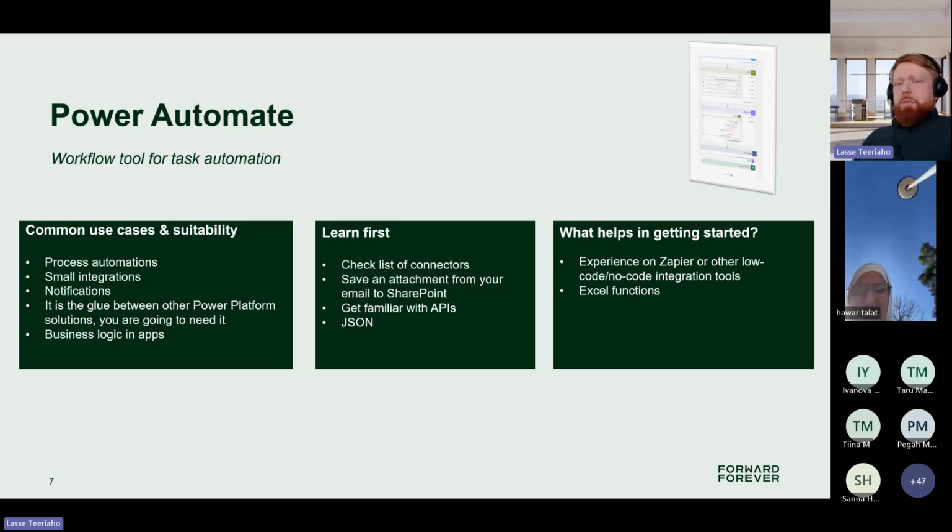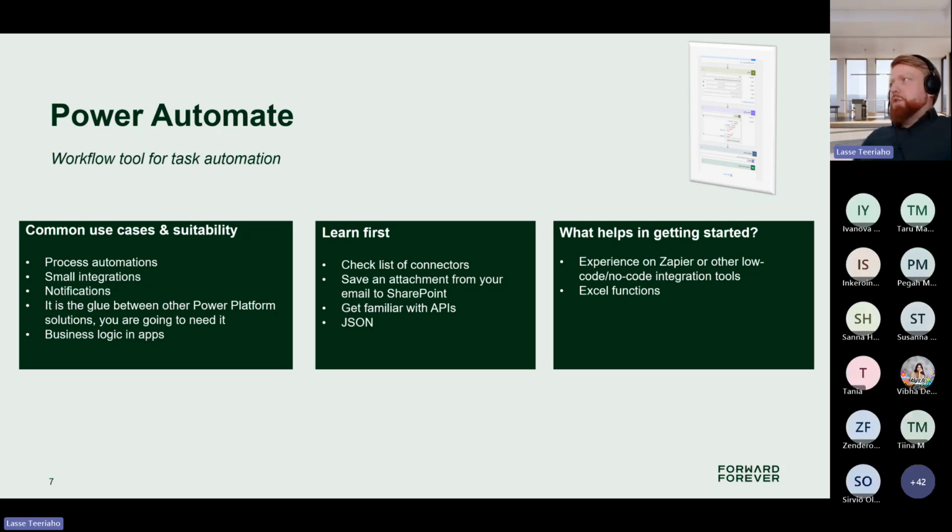And I would say that Power Automate is the easiest technology of Power Platform. I would start from learning the basics with Power Automate because it's quite an easy drag and drop type of automation thing. And you are actually going to need it because you can think of it as a glue between all the other Power Platform technologies. You are going to need it anyway, so it's good to start experimenting first with Power Automate.